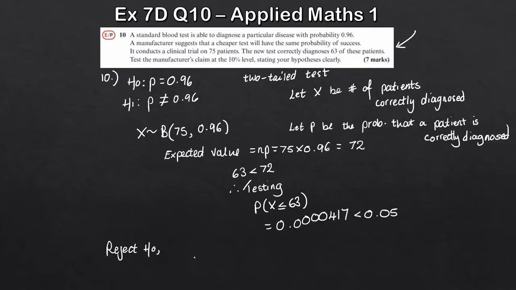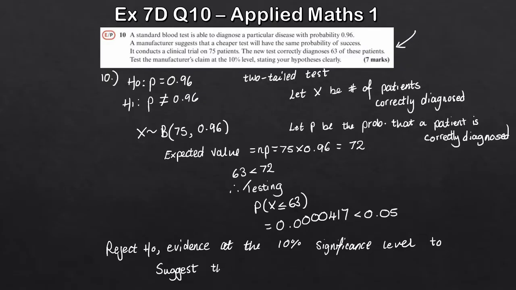So we reject H0, so that means we've got evidence at the 10% significance level to suggest that the new test does not have the same probability. Okay, I'm just going to shorthand that as prob. I can't be bothered, but yeah.